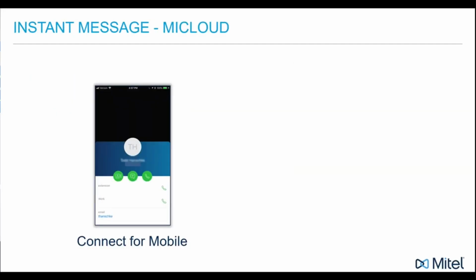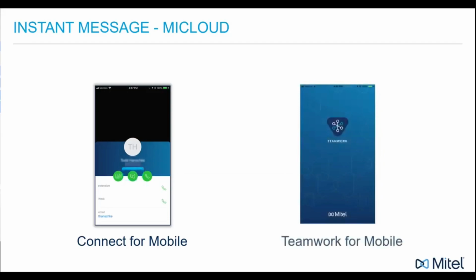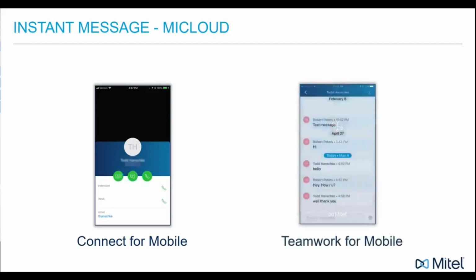The Connect for Mobile client allows you to use instant messaging to communicate with your coworkers. If you're connected via the MyCloud Connect services, you can initiate an instant message from the contact listing. When you press the IM icon, the Connect for Mobile client cross-launches the Teamwork for Mobile application. Once loaded, the Teamwork app will automatically start the IM session with your contact. If you do not have the Teamwork app on your mobile device, the Connect for Mobile client will prompt you to download it.